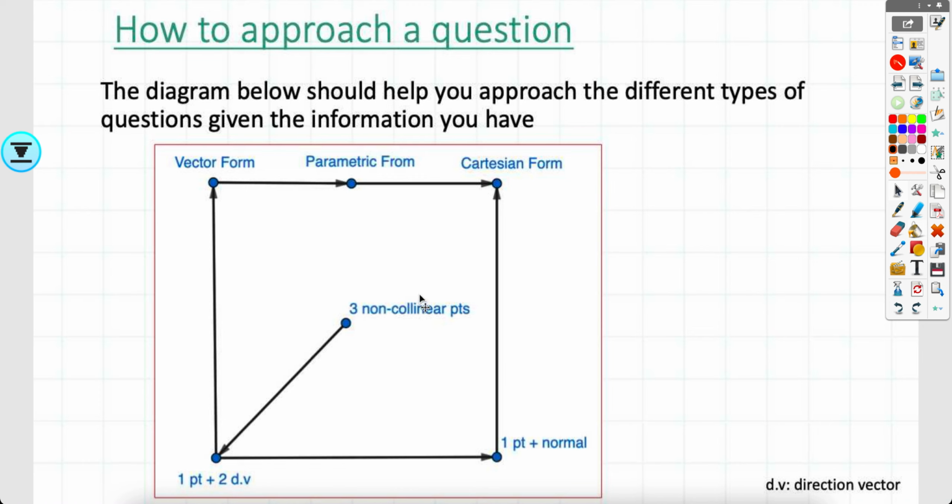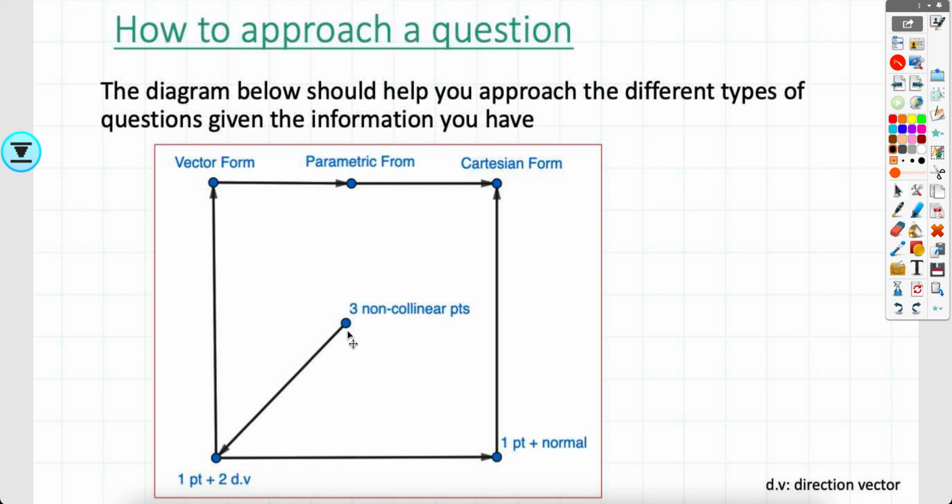If you're given 3 collinear points, you always have to move to 1 point and 2 direction vectors. So you need to find the 2 direction vectors. From here, you can immediately write it in vector form and then so on, get to the form that the question wants. Now, they might give you 1 point and a normal, which means you can immediately go to Cartesian form.